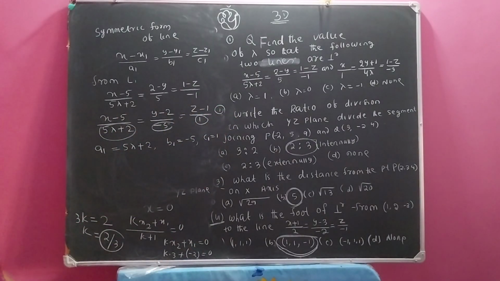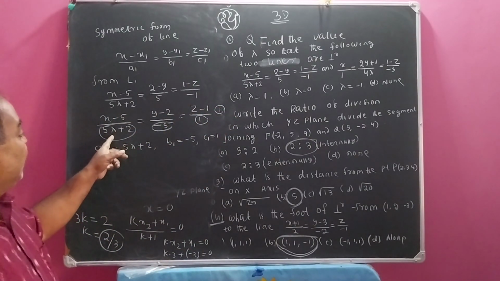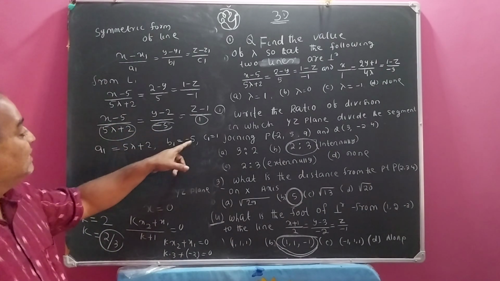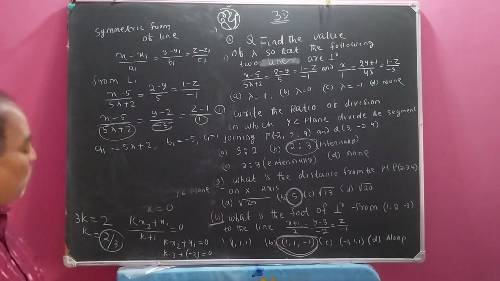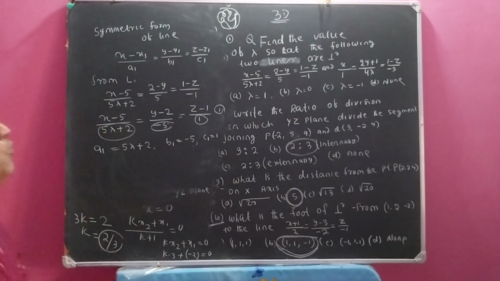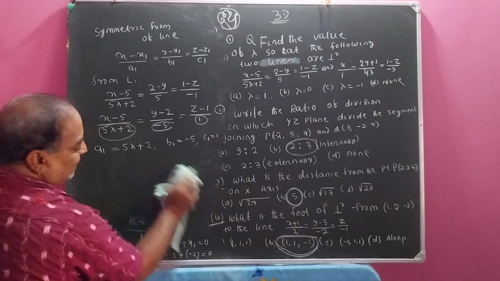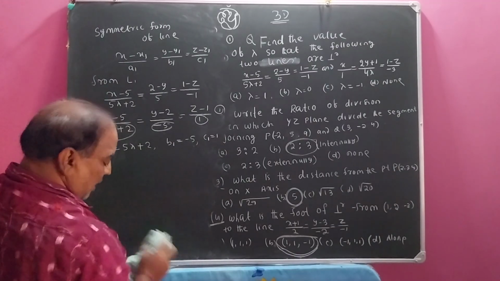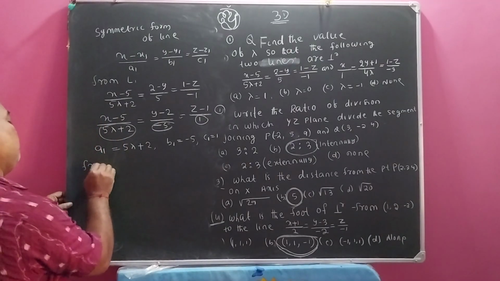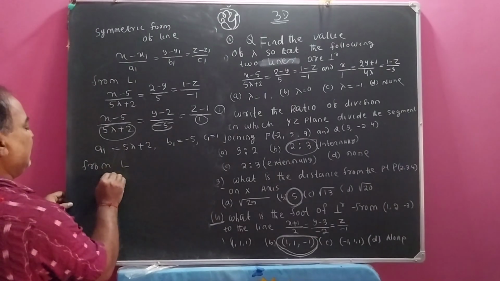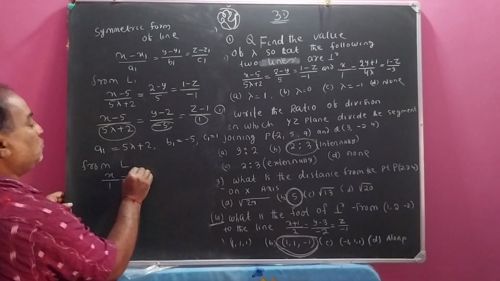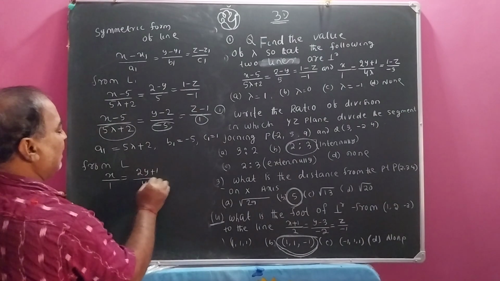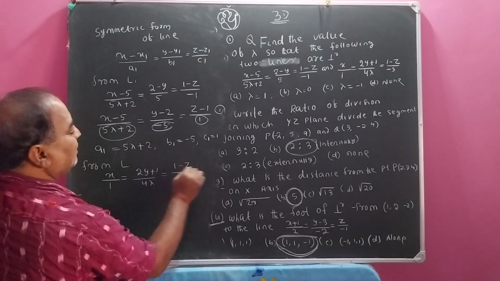This is the line L1. We have found the direction ratio of the first line: a1 is 5 lambda plus 2, b1 is minus 5, c1 is equal to 1. Similarly, from the line L2, we have to convert it into symmetrical form. From L2, x by 1, here it is (2y plus 1) by 4 lambda, here it is (1 minus z) by minus 3.